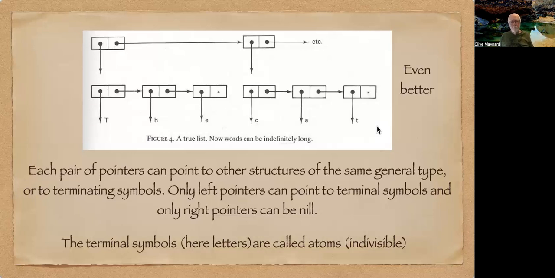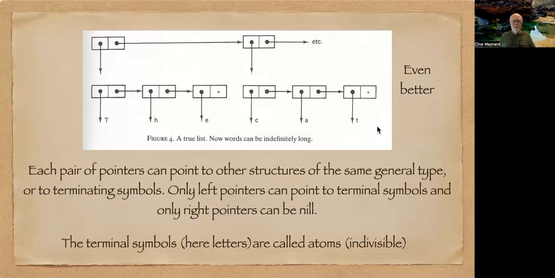The right-hand pointer at the top points on to the second such string combination, where the left pointer goes down to the word cat, and the right one goes on to the rest of the structure. So generally, only left pointers can point to terminating symbols, and only right pointers can be nil. And where we do get terminating symbols, such as letters, we generally refer to them as atoms within this context.